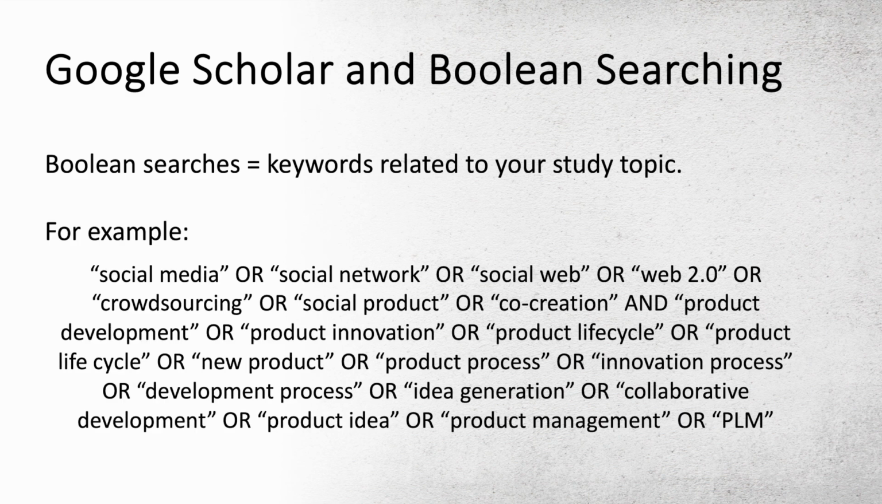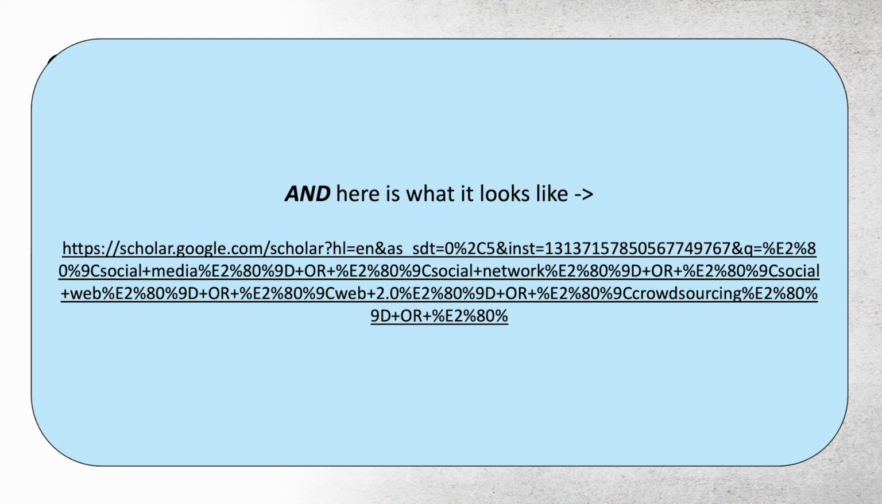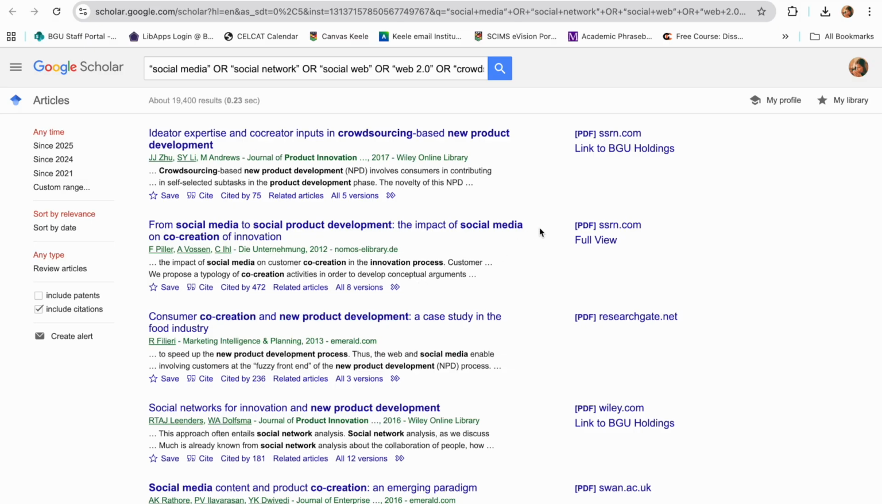Here is an example of a Boolean search. Yes, it is quite over-engineered. Your Boolean search might not be as long or as detailed as this. It's totally up to you. Here's what it looks like when we add it to Google Scholar. As you can see, the Boolean search is in the top bar here. It's returned that many results.